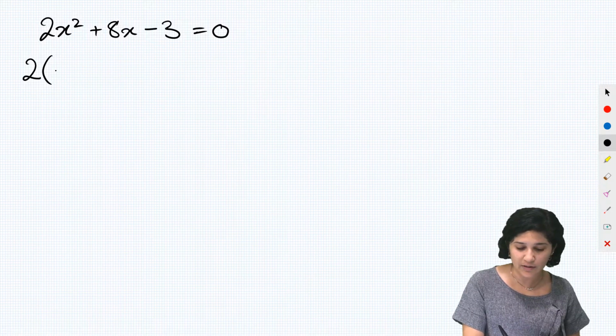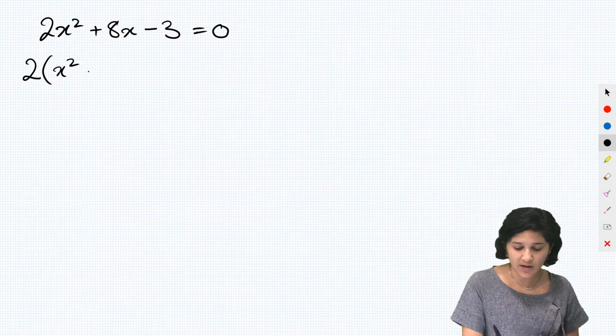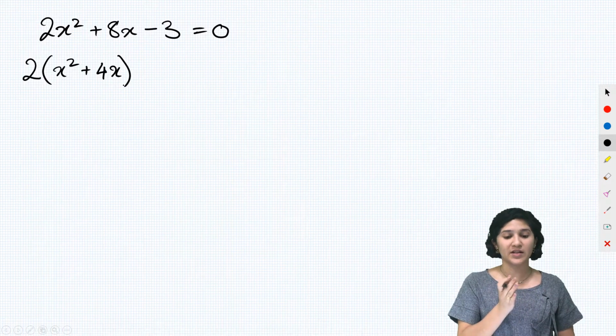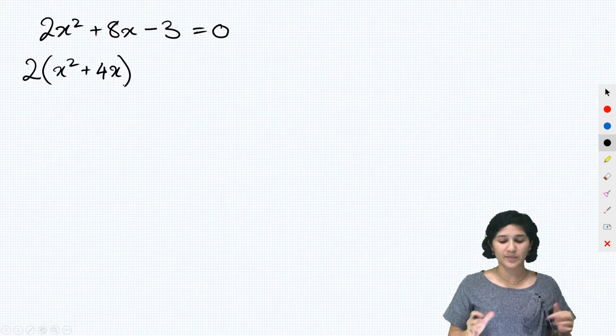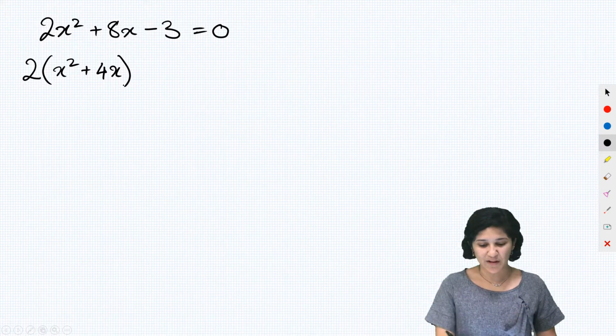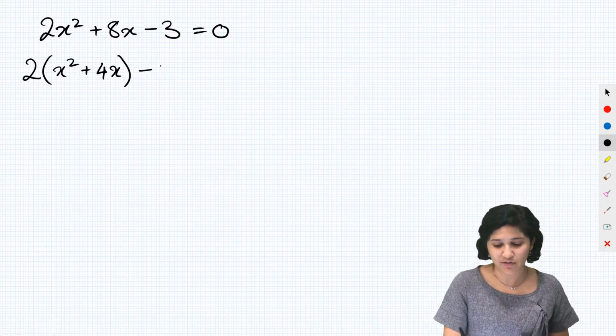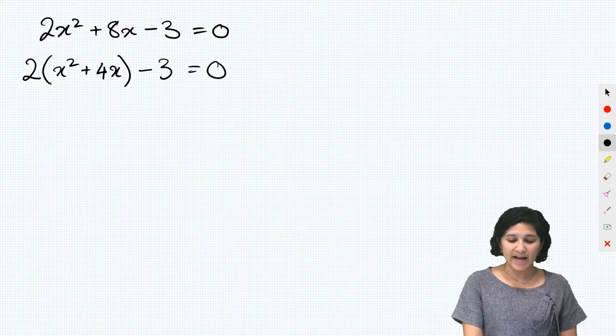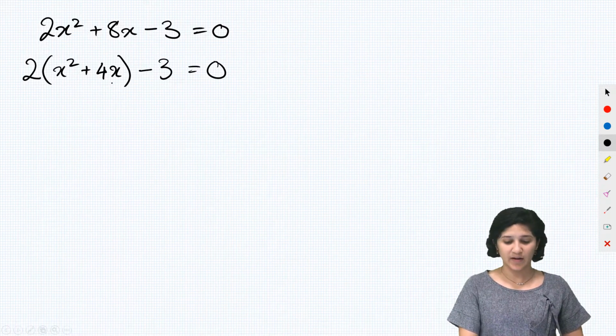So we've got 2 out there, x squared plus 4x. And I'm just going to factorize the 2 from those two terms. I don't want to overcomplicate it by factorizing out of the constant as well. So I'll just leave that there. And now I can do the completing the square on this part.